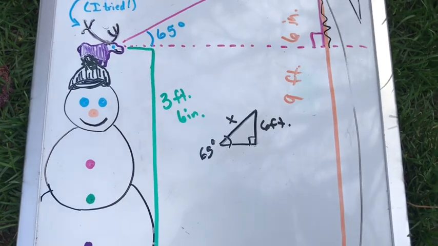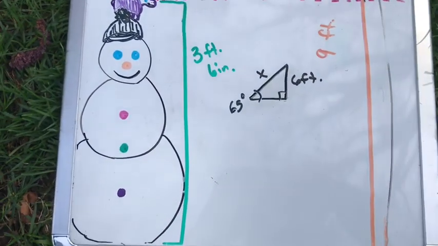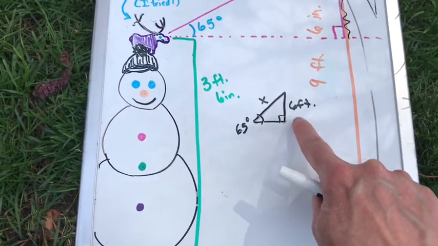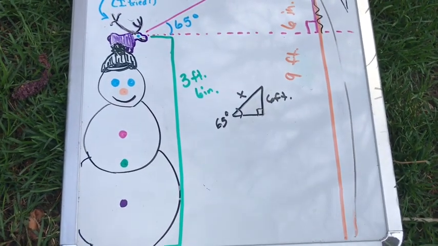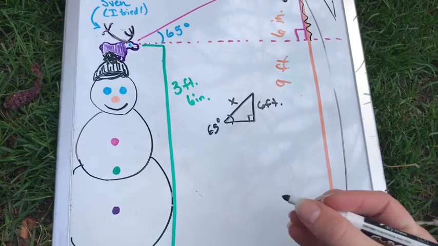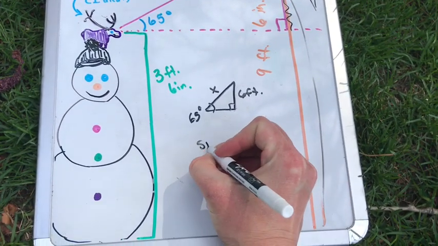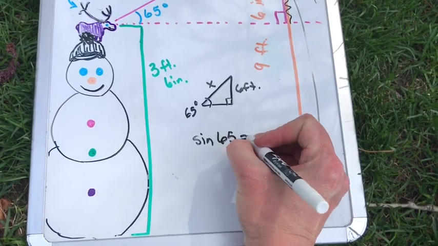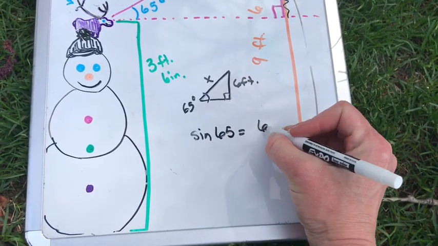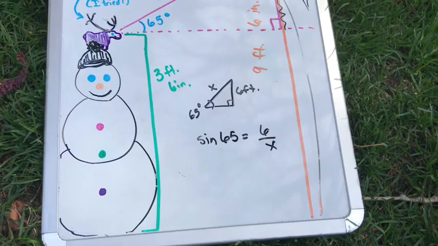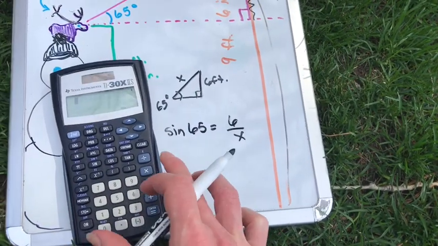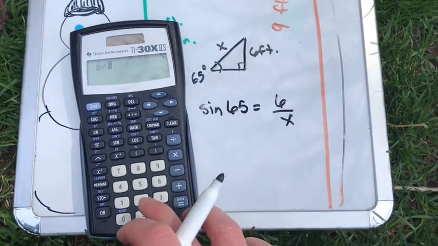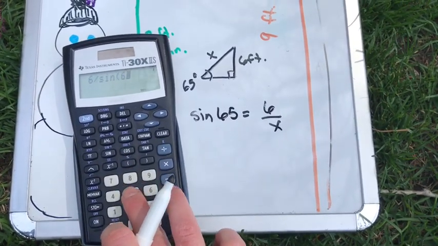Now this looks like a nice little trig problem like what we've seen before. From the 65 degrees we have opposite and hypotenuse, and what trig function is that? Yes, sine. So the sine of 65 equals opposite over hypotenuse, so 6 over x. X is in the denominator, so we're going to divide 6 by the sine of 65.